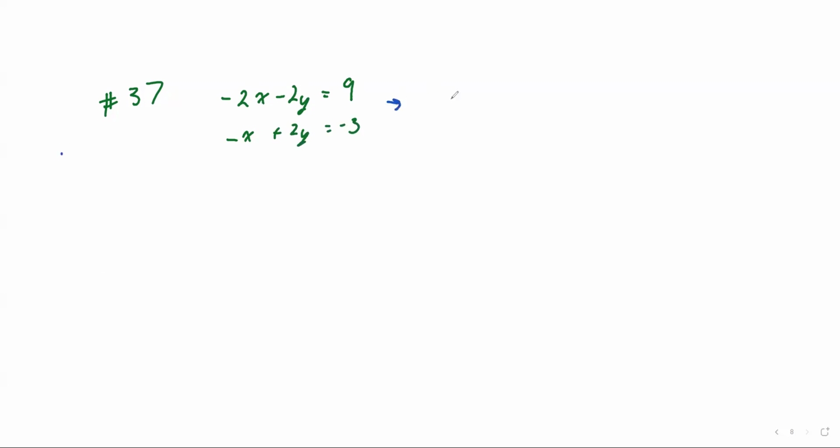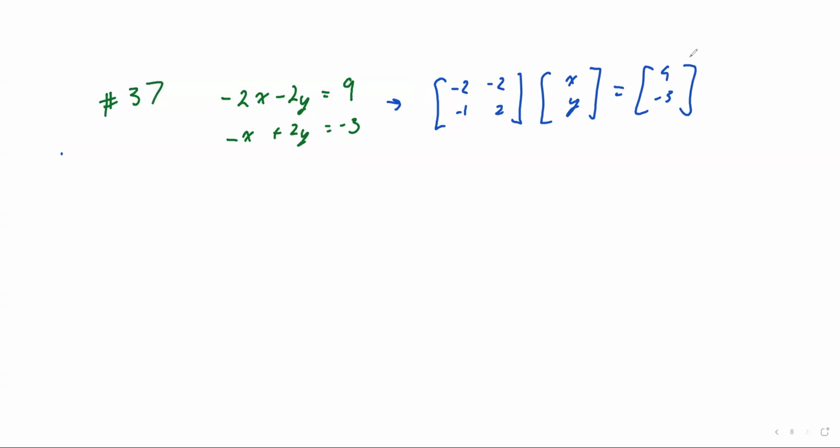So I'm going to write this out as my matrix equation. This would be -2, -1, -2, 2 times x, y equals 9, -3. So what we've seen is basically we find the inverse of this guy and multiply it to this guy, and we have our answer. I'm going to call this A, so I'm going to look for the inverse of A.